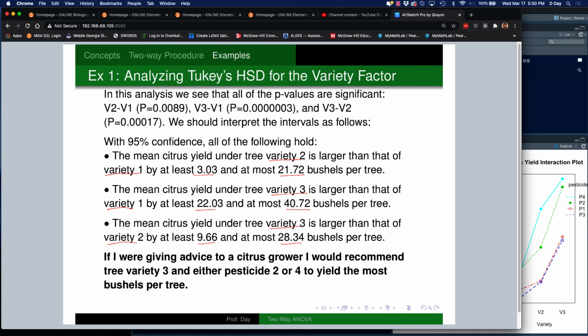And since these didn't interact, it wouldn't really matter whether we said that they had to do both. They could do either or, but they're probably going to get the biggest bulk in their bushels per tree from variety 3, and then they could also add in pesticide 2 or 4. Although since we didn't see an interaction, it's probably not going to make a big difference whether they use either one of those pesticides or some other pesticide. It didn't seem to make a difference here for tree variety 3 since there was no interaction.